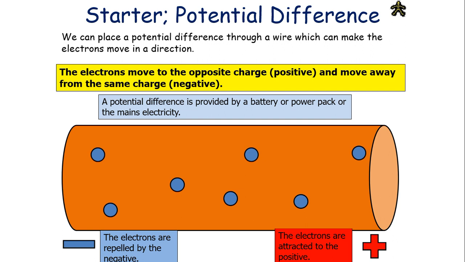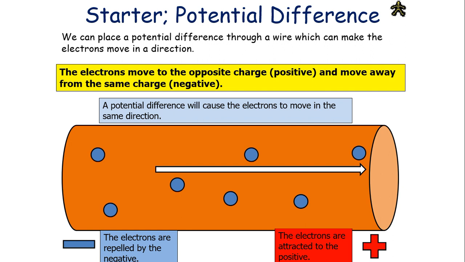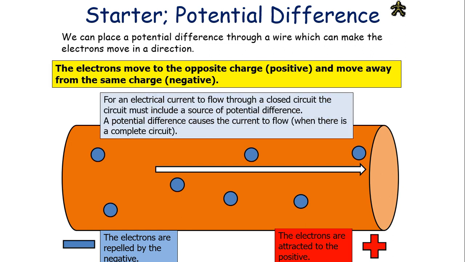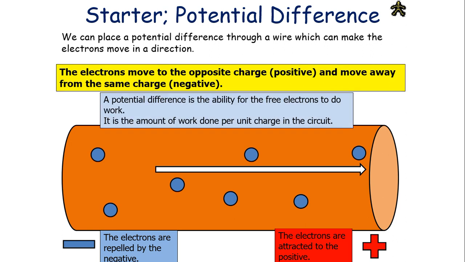In most circuits a potential difference is provided by a battery, a power pack or the mains. So you'll get repulsion from the like charges, which will be negative, and attraction from the opposite, positive charge. So the potential difference will cause the electrons to move in the same direction. For an electrical current to flow through a closed circuit, the circuit must include a source of potential difference. Fundamentally, a potential difference causes current to flow when there's a complete circuit.